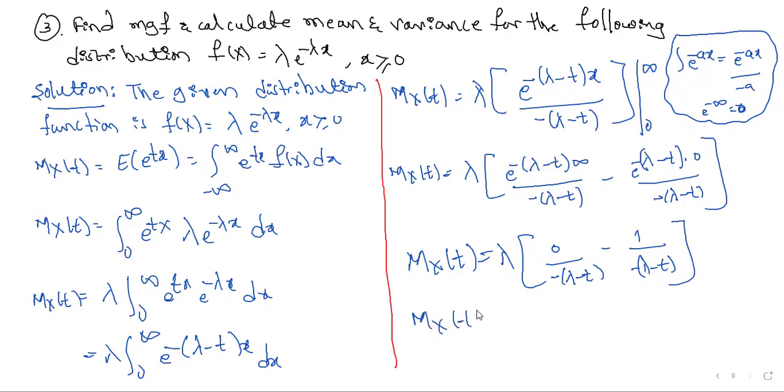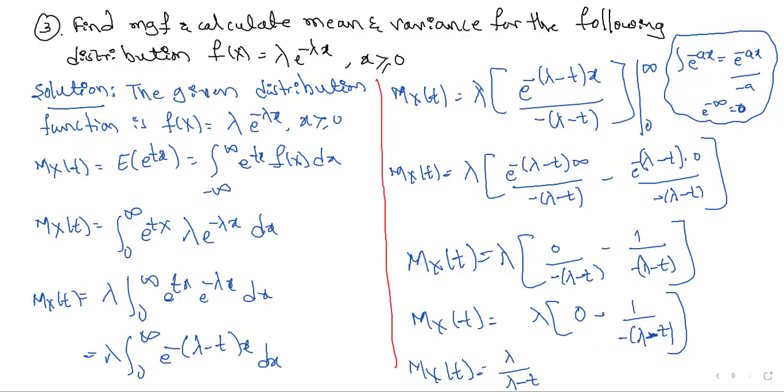So M_X(t), what I have to do here? Lambda divided by minus (lambda minus t). Sorry, it is not like that, very sorry. The lambda as it is, this value is 0 minus 1 divided by minus (lambda minus t). So this minus gets cancelled. M_X(t) will be lambda divided by lambda minus t. This is our M_X(t), right?